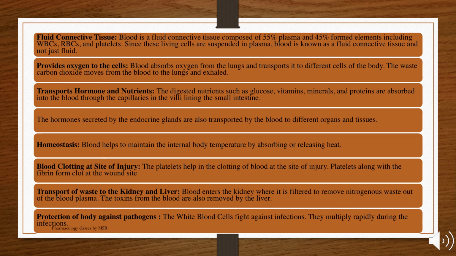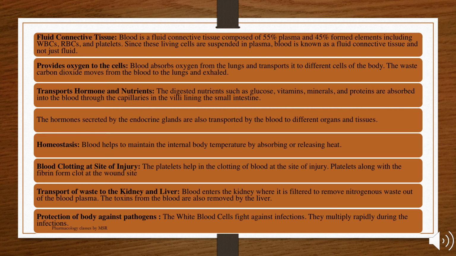The next function is transport of waste to the kidneys and liver. Whenever the blood enters the kidneys, it is getting filtered, and whatever nitrogenous waste is there is being removed from the blood, and whatever toxins are there are removed by the liver. So both kidney and liver are helping in the purification process.